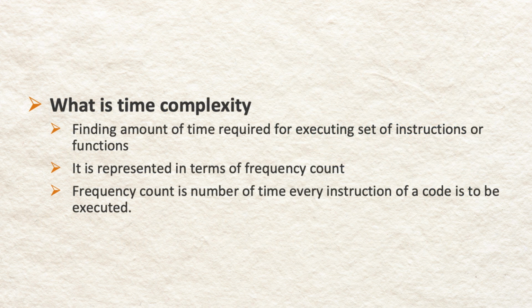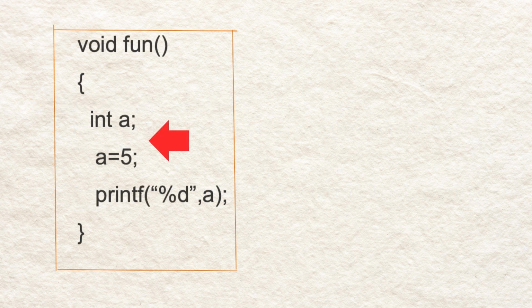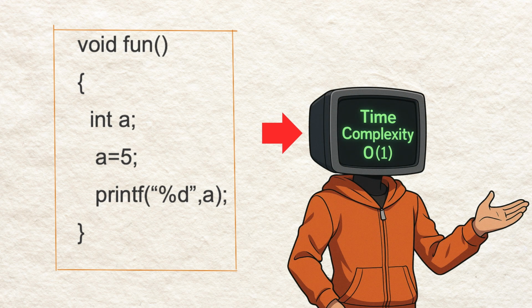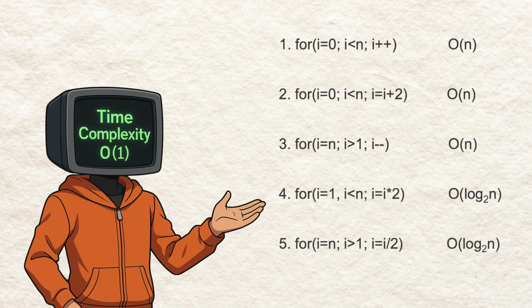Now let's see what time complexity is. It is basically the amount of time required for execution of your code, represented by big O, which is the frequency count of the code. Let's understand it by an example. Here in this function, there is no iteration, just taking an input and printing the input. So the time complexity of this example will be O(1), because there is no loop or any iteration step in it. It gives the output in constant time. Here are a few examples of the time complexity of different loops we use in our code.